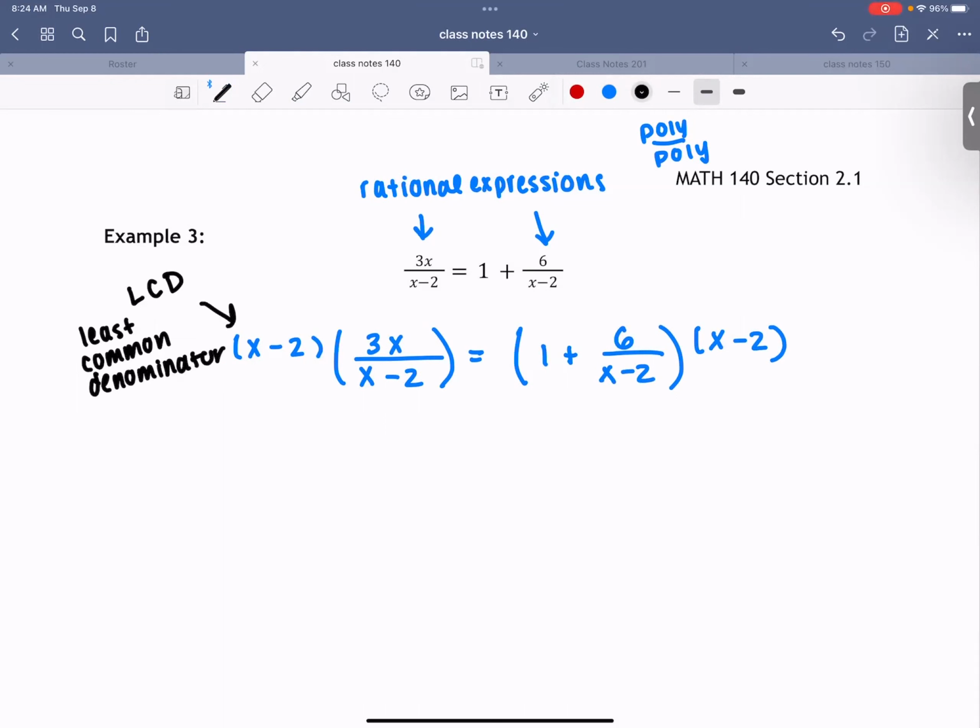Okay, and we'll talk more about what this is, but essentially it's the least thing that we can multiply both sides of the equation by to make sure the denominator goes away. Our goal is to take out that denominator. So multiplying on the left-hand side, we can easily cancel out the numerator and denominator here, and we're definitely left with 3x on the left, right? Okay, on the right-hand side, what should I do?